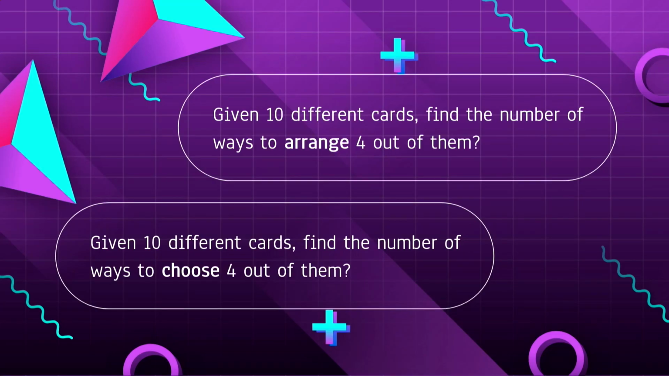So I have the same question, but this time I just have to choose four cards. I don't have to arrange them. I just have to choose them. How will you go about it? I want you to use this NPR result to get the result for NCR. Number of? R factorial. Perfect.